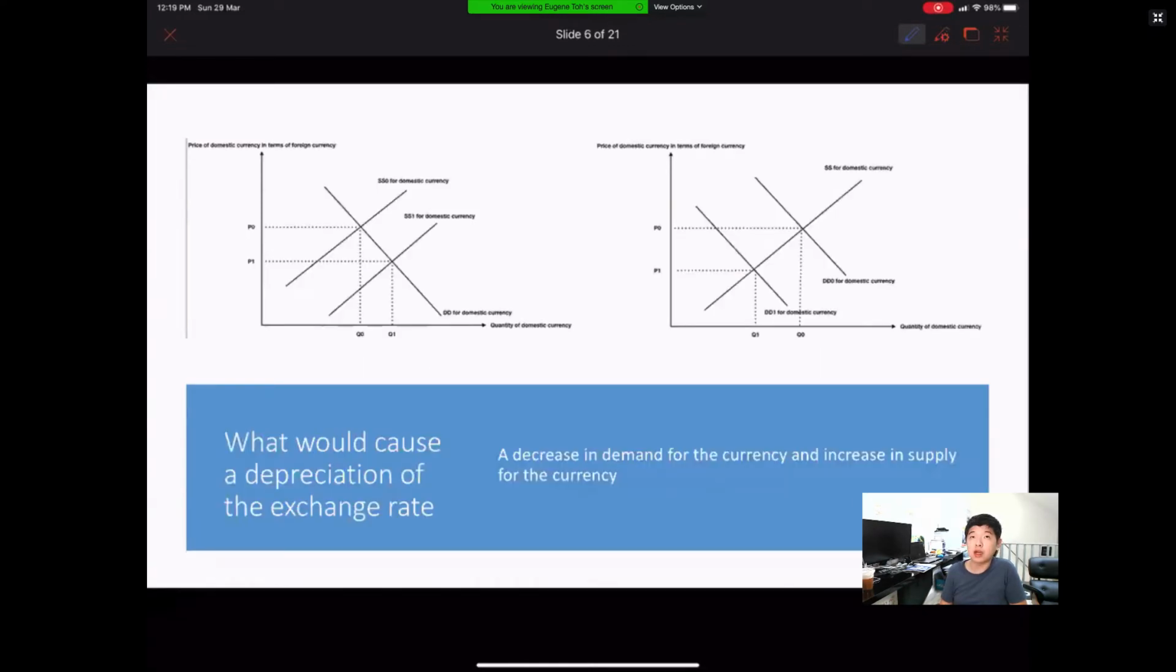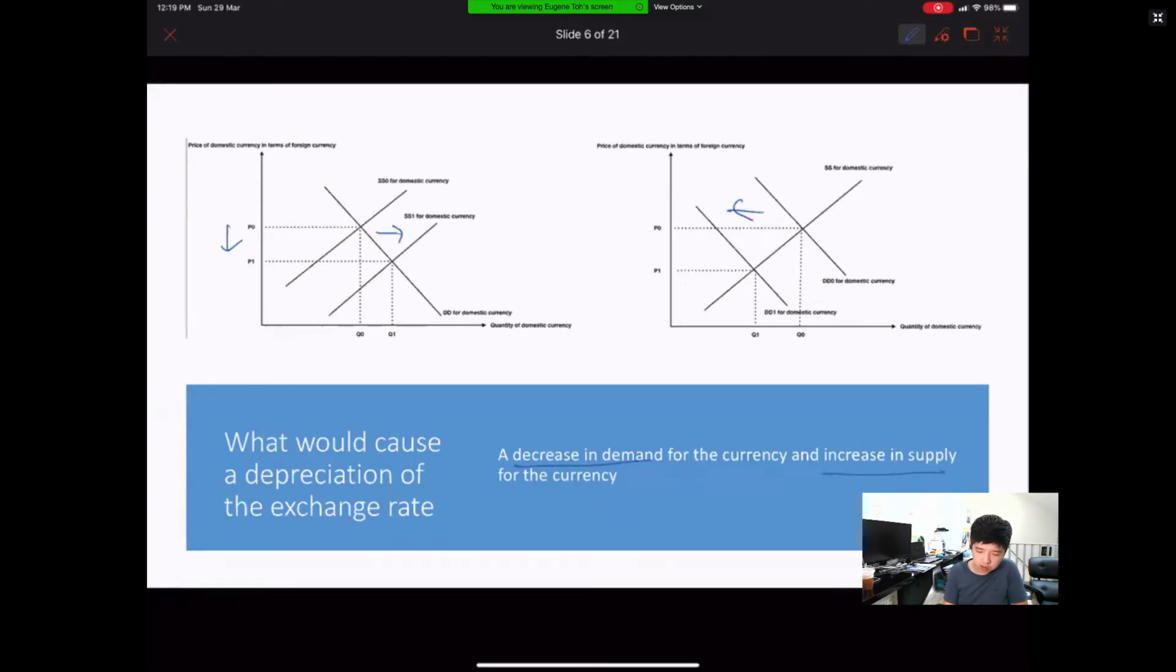Okay, let's move on to look at the depreciation of the exchange rate. What can cause your currency to depreciate? Your currency can depreciate if there is a decrease in demand or an increase in supply. A decrease in demand is reflected by a leftward shift of the demand curve, and an increase in supply is reflected by a rightward shift in the supply curve.